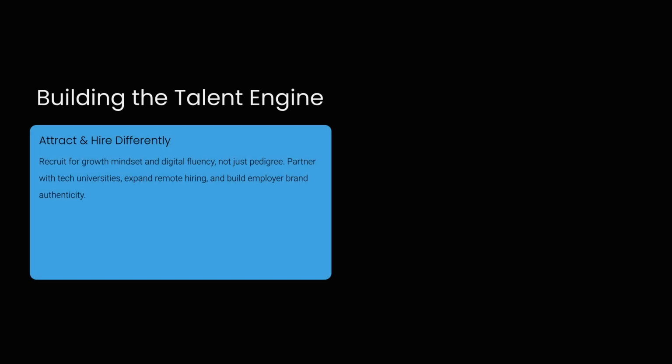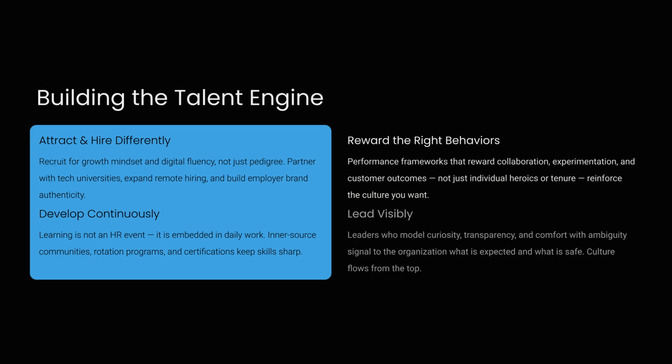Building the talent engine involves 3 key areas. Attract and hire for growth mindsets and digital fluency. Develop continuously by embedding learning in daily work. Finally, reward the right behaviors and lead visibly to reinforce the desired culture.